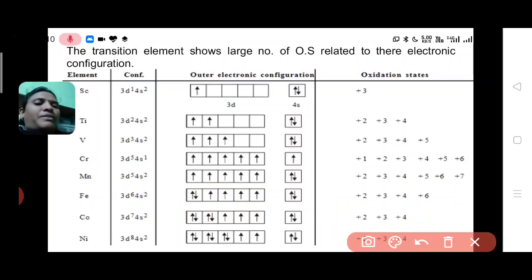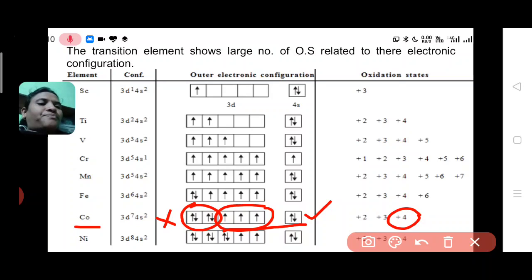In the same way, if we see cobalt, it has these 2 pairs of electrons. So these 2 pairs will not be loosened by cobalt. Only 5 electrons can be removed by cobalt, that is 2 electrons from the s shell and 3 electrons from the d shell. So the maximum oxidation state that can be acquired by cobalt will be +4.